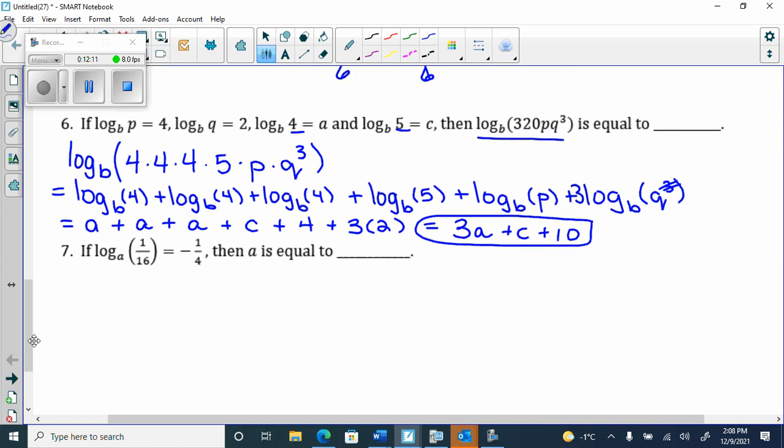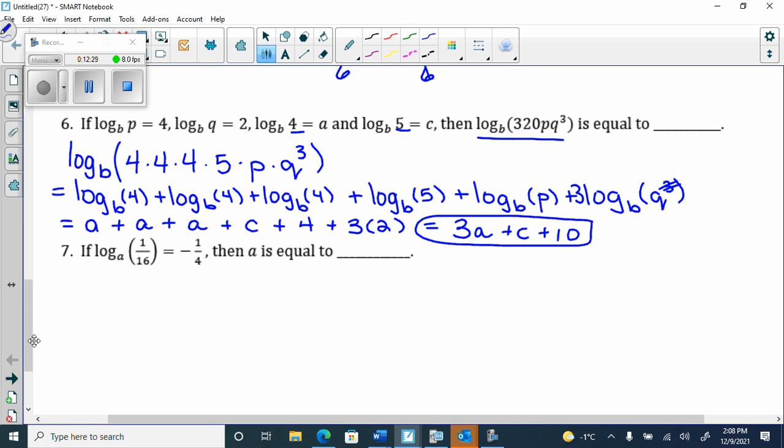For 7, I'm missing a variable in the base of a log. If I'm missing a variable in the base or a variable beside the log, what am I going to have to do when there's a single log? Convert to exponential every single time. If the variable's in the base, I'm going to have to have an exponent, which makes it a little harder. If the variable's beside the log, it's a little easier.